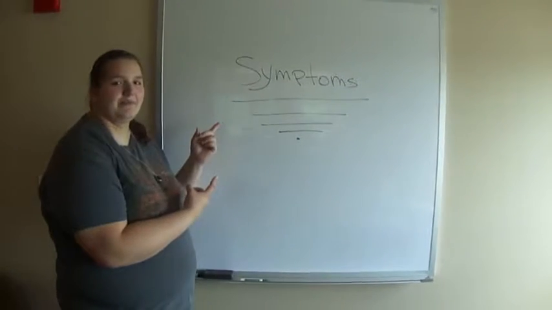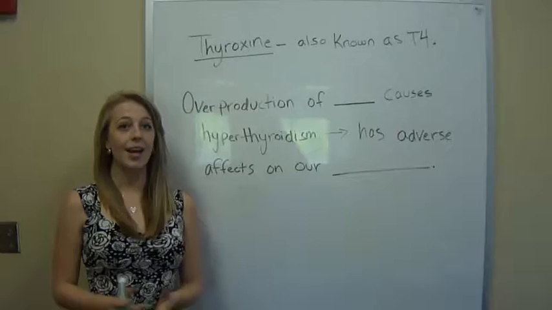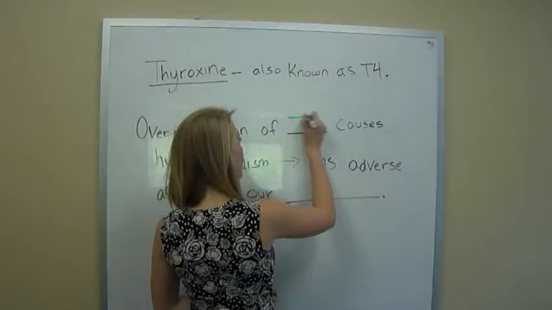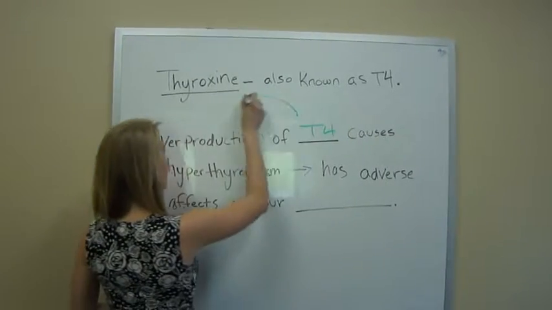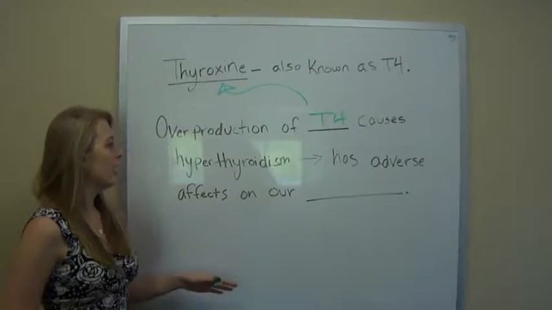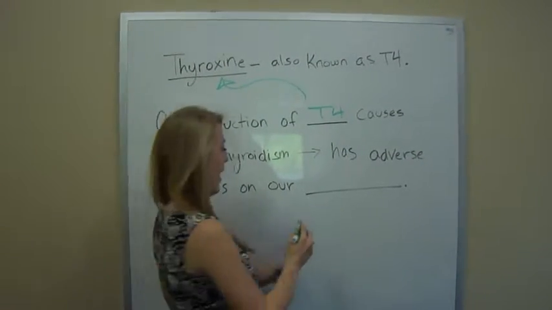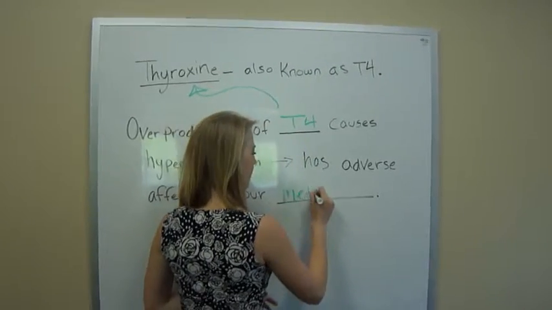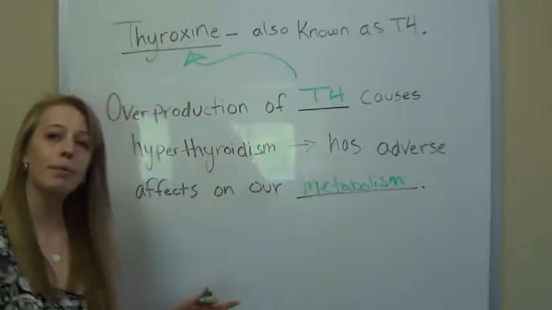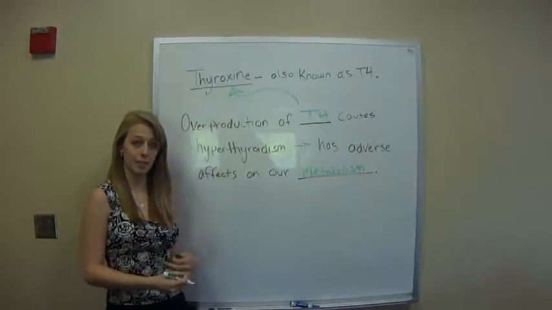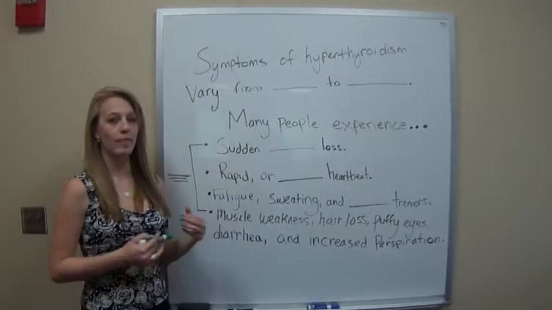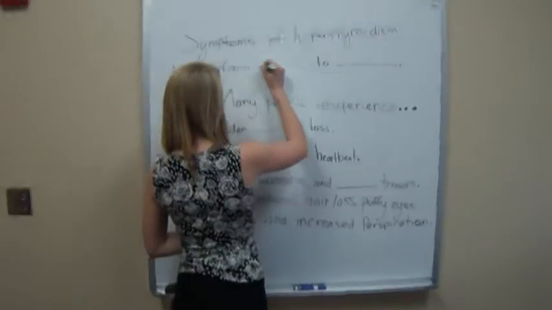Next, we're going to be talking about symptoms with Sierra Manning. As we've learned previously, overproduction of T4, which is also known as thyroxine, causes hyperthyroidism and has adverse effects on our metabolism. But how can a person tell that they are having symptoms of an overactive thyroid? Symptoms of hyperthyroidism vary from person to person.